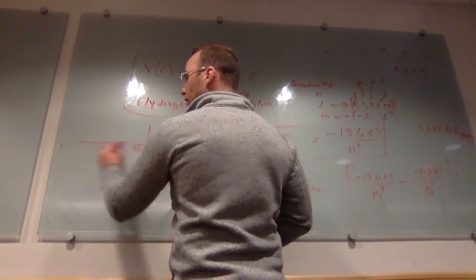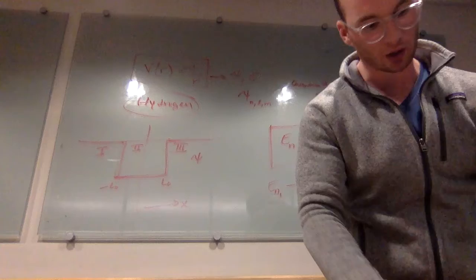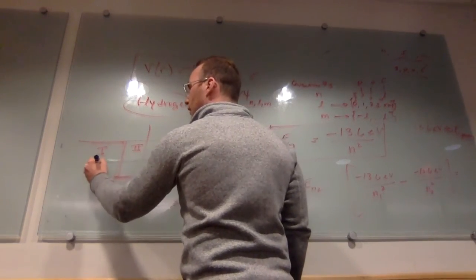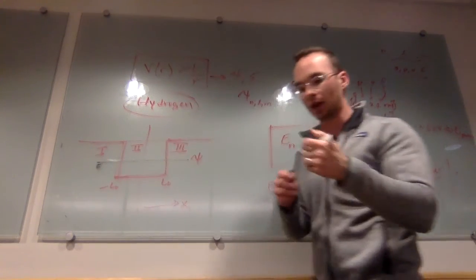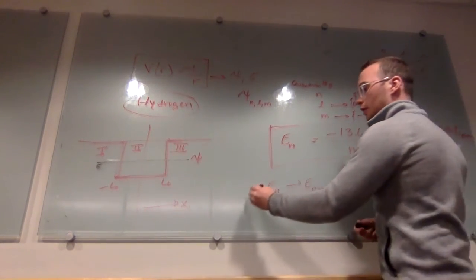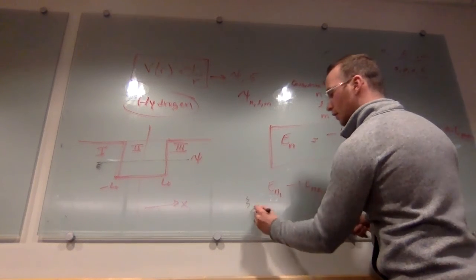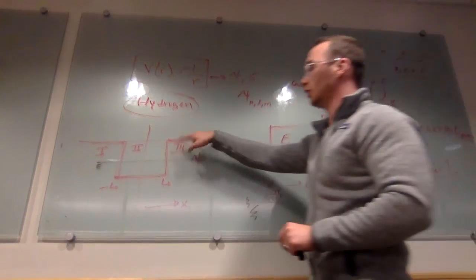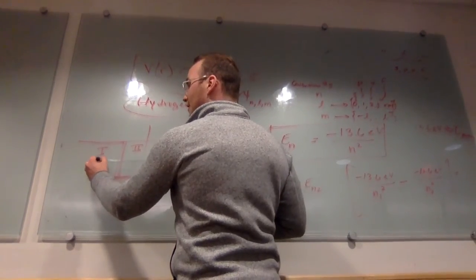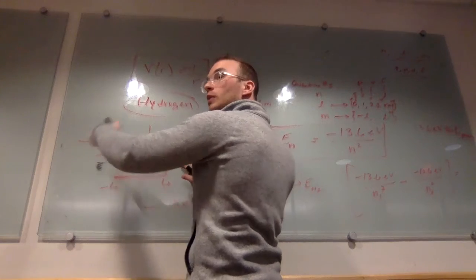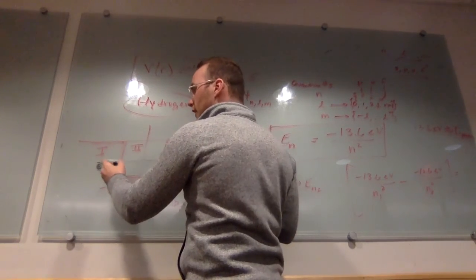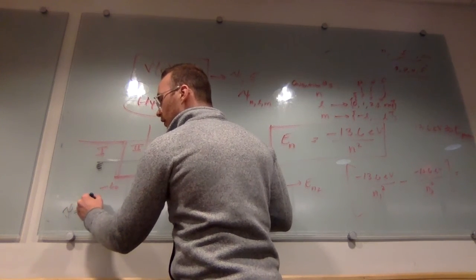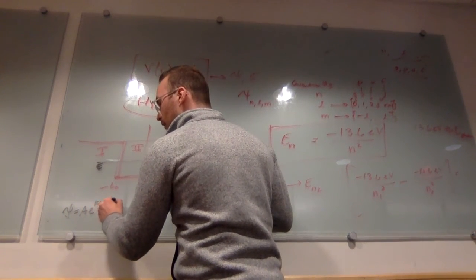I meant to write E. Let me use a different marker. Okay, so my particle has energy E. My potential looks like this. The energy is less than the potential in 1 and 3. And we know from all the solutions I did that this means the wave function is going to be like e to the kx plus e to the minus kx.